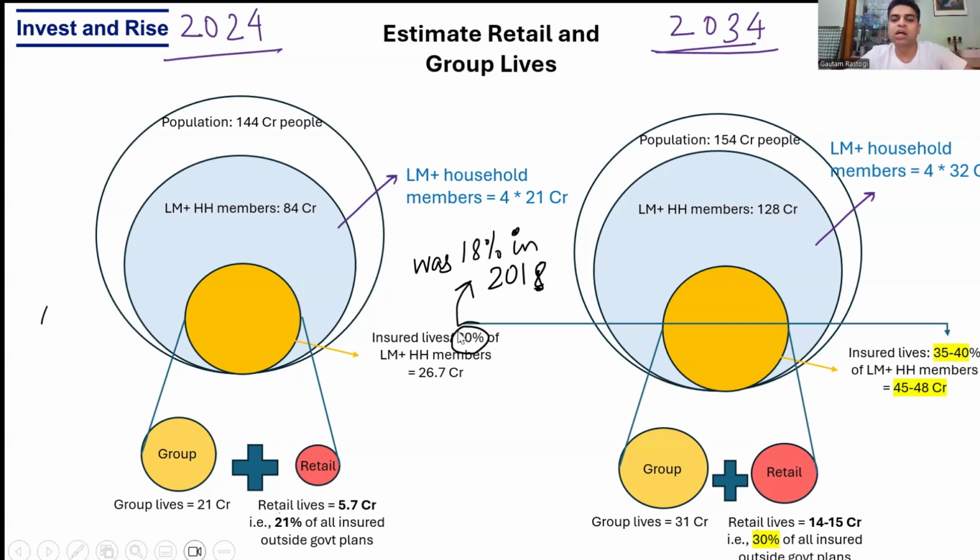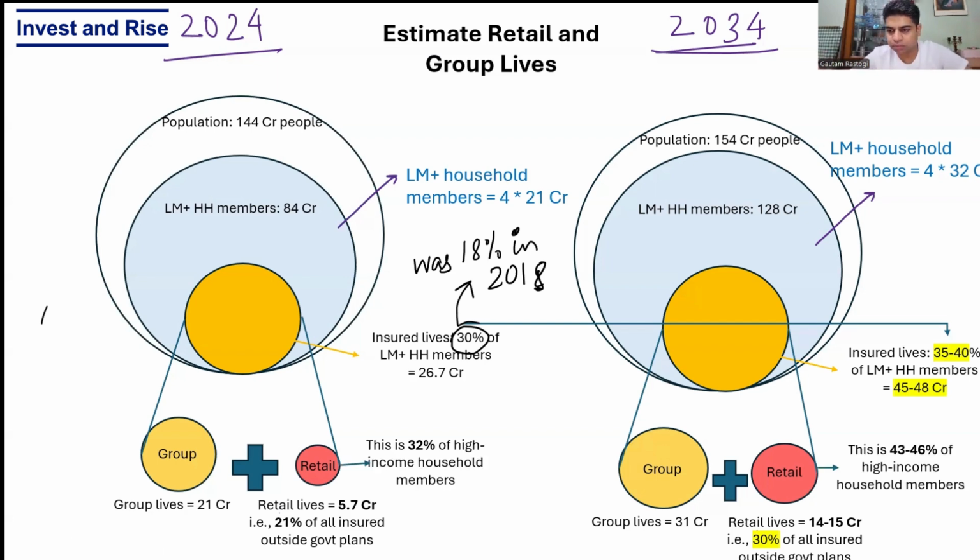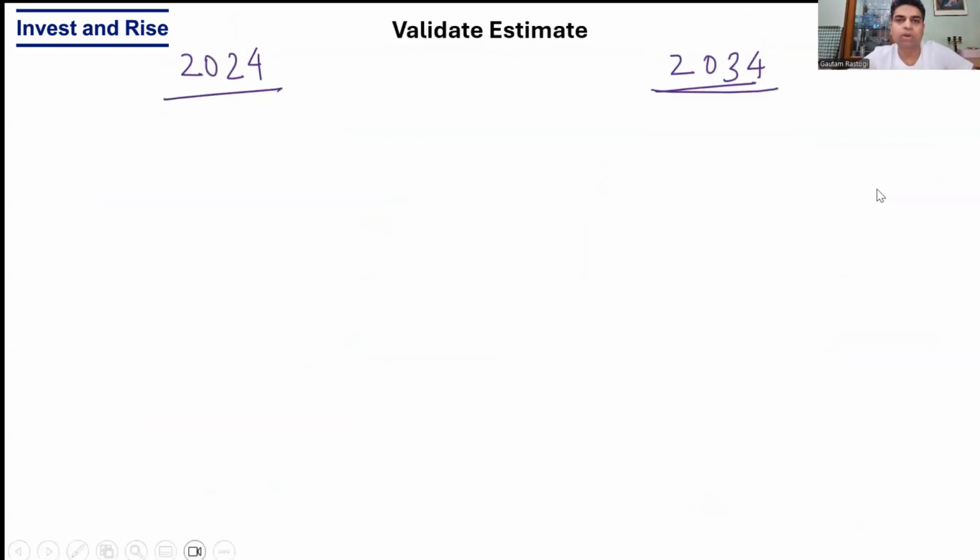So don't you think if 18 increased to 30 in 6 years, this 30 may increase to like 40% 10 years from now? It may increase even more. We do not know. But I'm just being conservative. So 18 became 30. It may become around 40% 10 years from now. So that's one way to validate if this assumption is reasonable. Then the other way is, let me go forward. Let me validate it another way.